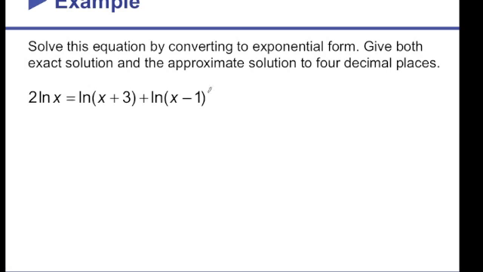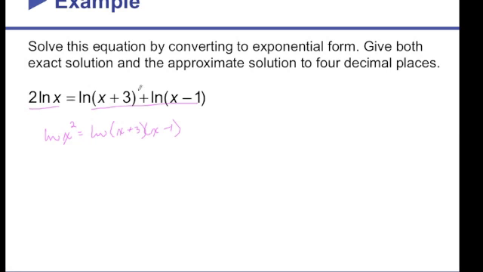So first, I want to combine it. I have 2 logs. Moving this to exponential form, I'm not going to actually do that. I'm going to show you a different way to do this. We have 1 log here. We have ln of x squared equals the ln of x plus 3 times x minus 1.